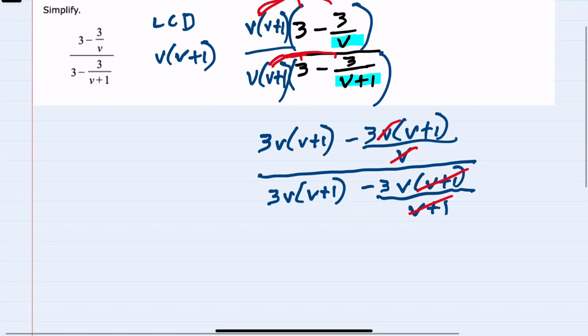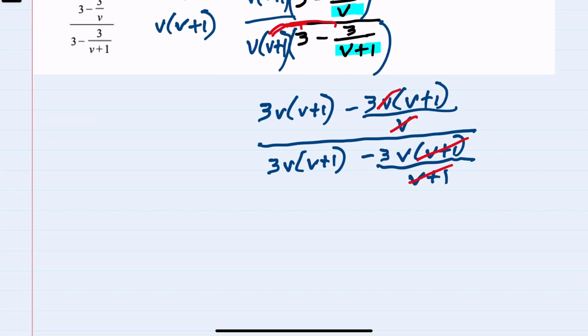So from here, we can just clean things up. I can go ahead and distribute here, 3v times v, a 3v squared. 3v times 1 is just a 3v. In the second part, those v's have canceled, but I still need to distribute this negative 3. Negative 3 times v, a minus 3v. Negative 3 times 1, a negative 3.